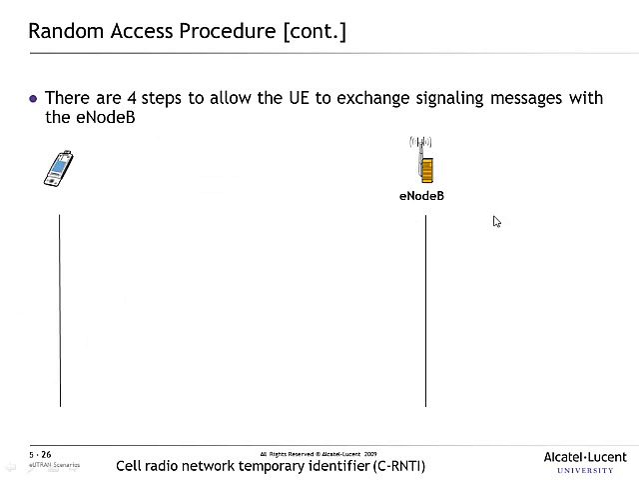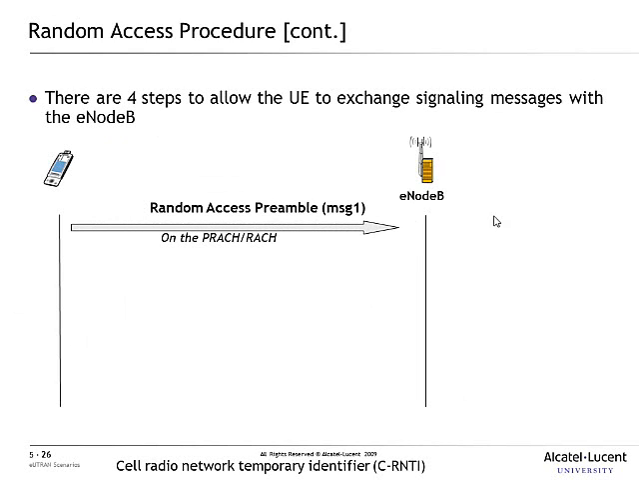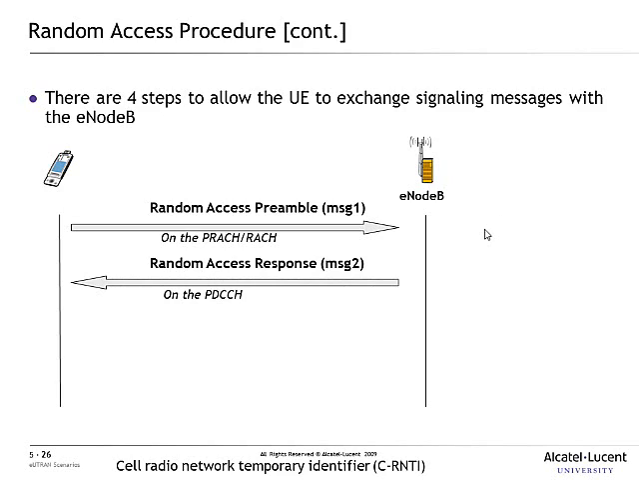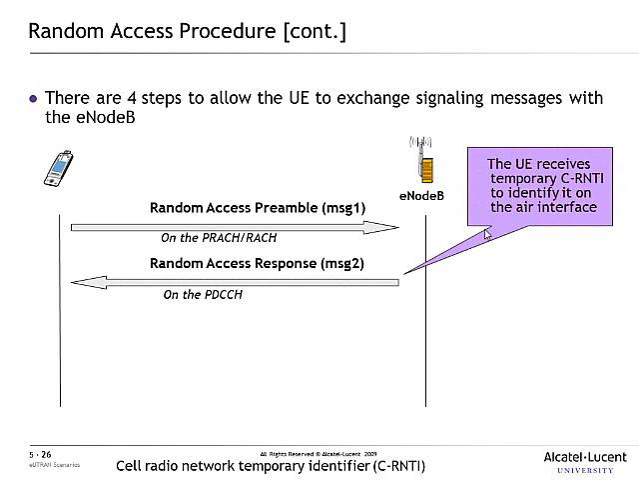Okay, let's look at the random access procedure. What happens in the random access procedure? Initially, in the random access, you send something called a preamble, and this is sent on the RACH. In response to that you get a response, again on the PDCCH physical channel, and when you receive that response, you also get something called a cell radio network temporary identifier. Okay, so you get a number to identify you at that cell level.